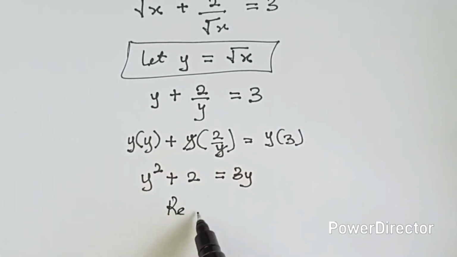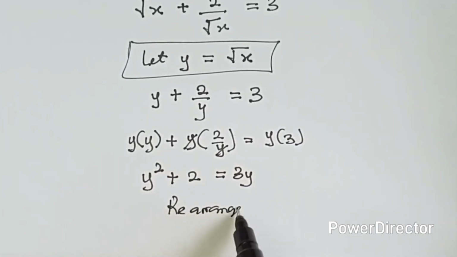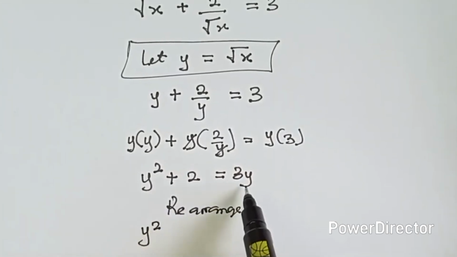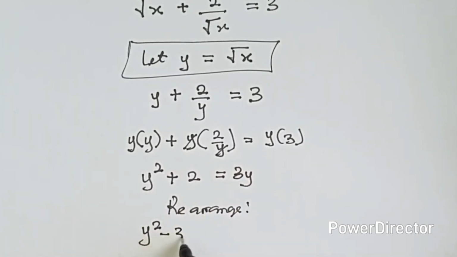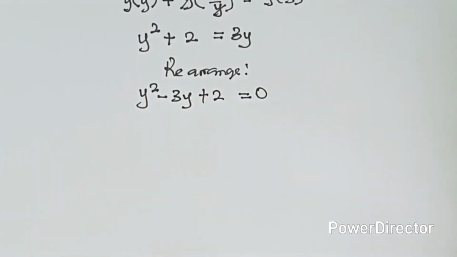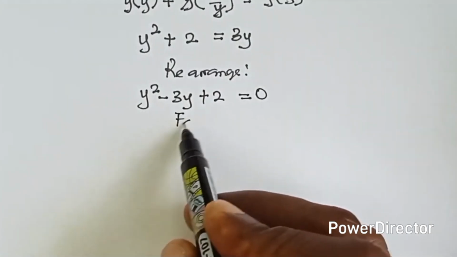Before we factorize, let's rearrange. We have our y squared here. We bring this 3y, it becomes minus 3y, and then we have plus 2 equals 0. Now we can factorize.